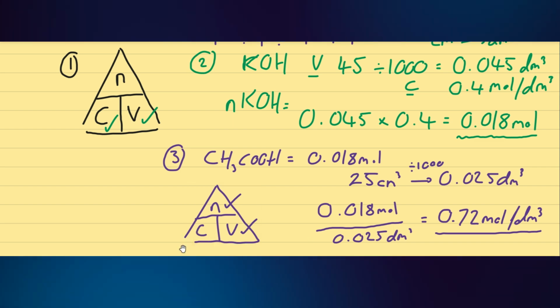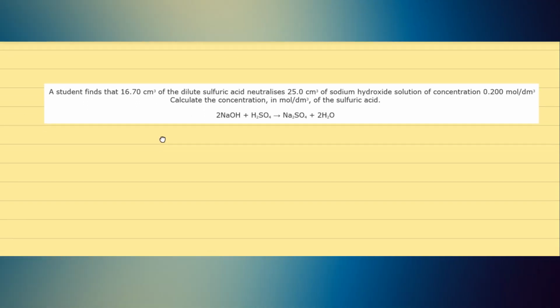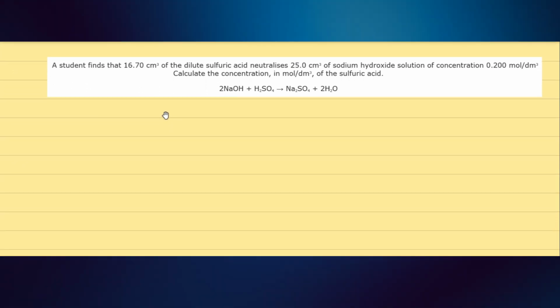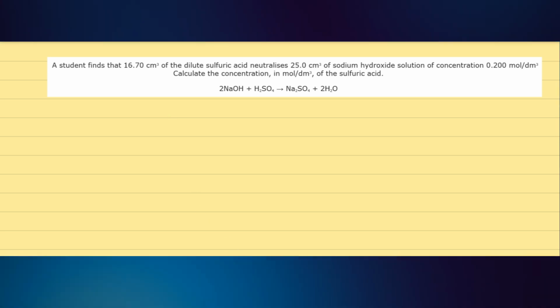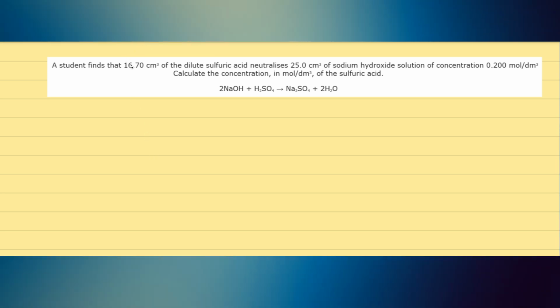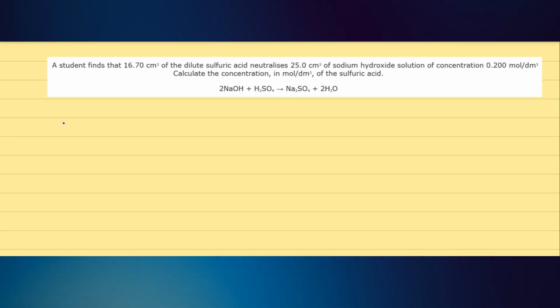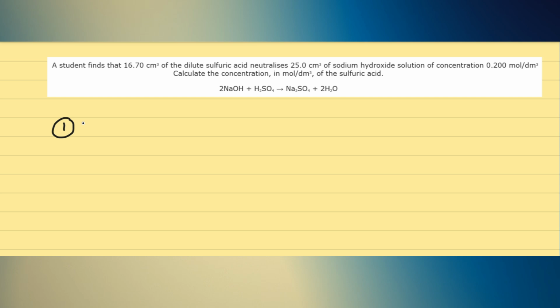So that's the answer to a more straightforward question. Now let's take a look at a slightly more complex, but exactly the same method situation here. My first step again is I'm going to read the question, and I can see that I have 16.7 centimeters cubed, and I've got some concentrations here. So my first question is, what am I doing here?